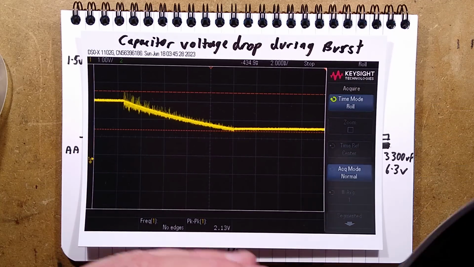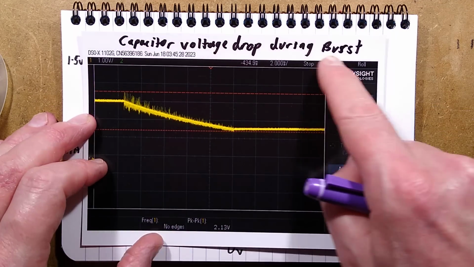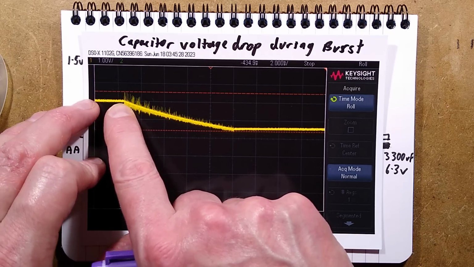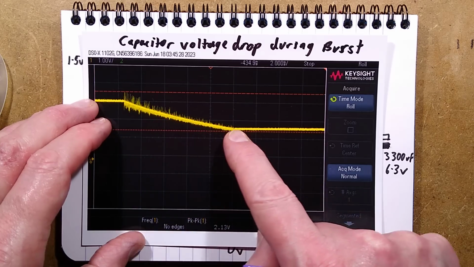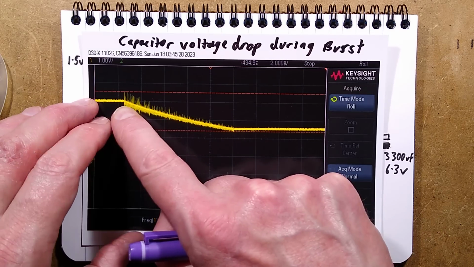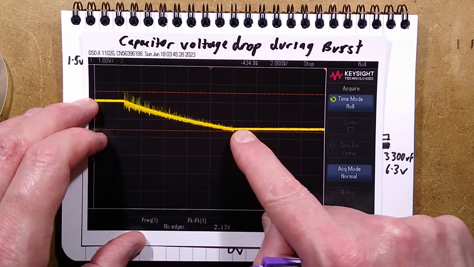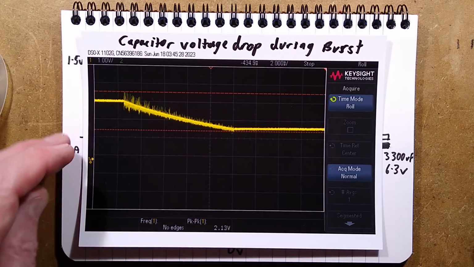The way it's driven, what is this? That's the capacitor voltage drop during the burst. So the capacitor charges up to the 3.3 volts, but with those bursts, it actually progressively discharges it, but it doesn't go right down to zero, but it basically holds the energy to deliver those high current pulses for the duration of that 10 millisecond burst.